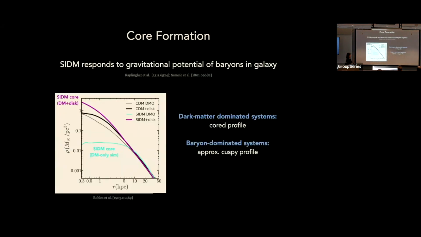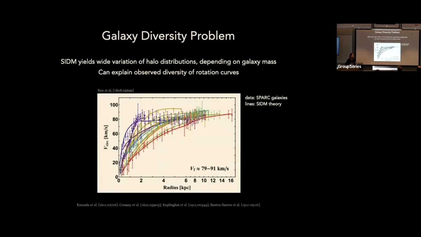So this effect has been observed in simulations. This is one result where you can see density as a function of radius. This is a system that's dark matter only with self-interactions, and you get this core that forms. And then if you add a disk to that same galaxy, the resulting density distribution is the purple line. So it's no longer cored in that case. The nice consequence of this is that it gives the model enough flexibility to be able to explain the diversity of galaxies. This is kind of a lovely feature of this.